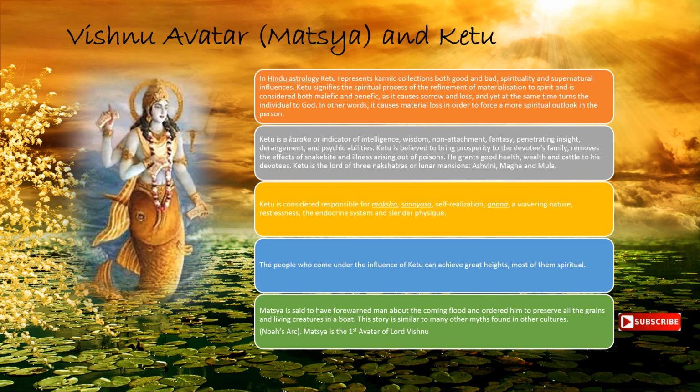Ketu is considered responsible for moksha, or self-realization, or ganya, a wavering nature, restlessness. And he's also the karaka of, or indicator of, intelligence, wisdom, non-attachment, fantasy, psychic abilities. Ketu is believed to bring prosperity to the devotee's family and removes the effect of snake bites and illness arising out of poisons. And he grants good health, wealth, and cattle, and that cattle is a synonym of wealth, because in olden days, when you were a sheep herder or a cattle herder, you were considered wealthy or somebody good in society. So this is what we look at when we look at Vishnu avatar, Matsya, and Ketu in the Magha Nakshatra.